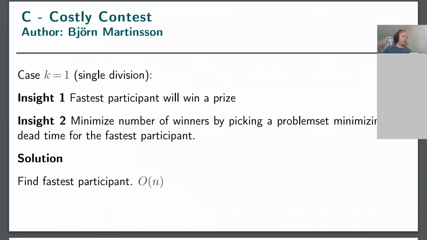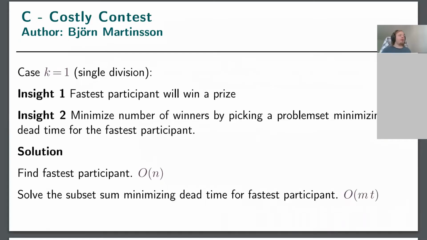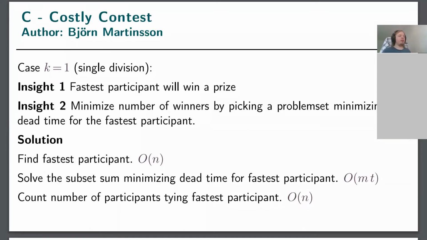Well, first you find the fastest participant, then how do you do this pick? What you do is solve a subset sum problem for minimizing the fastest participant's dead time. This will run in O(m times t) time. And then we can simply count how many people could match it even with this optimal problem set, in O(n) time. Okay, and that was everything for k equal to 1.